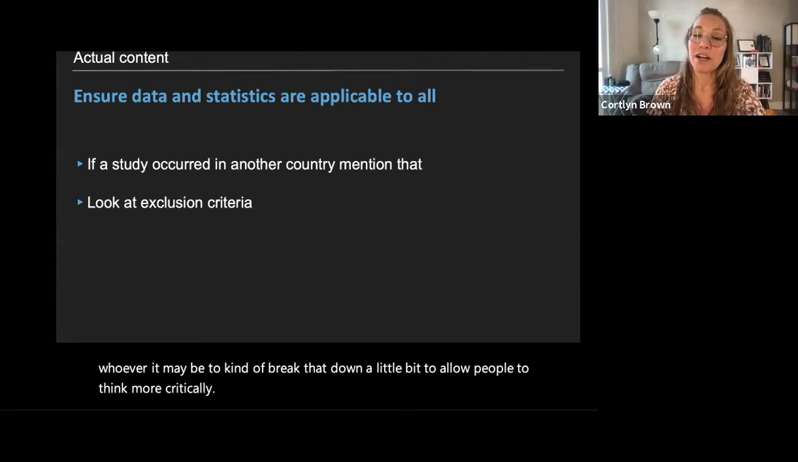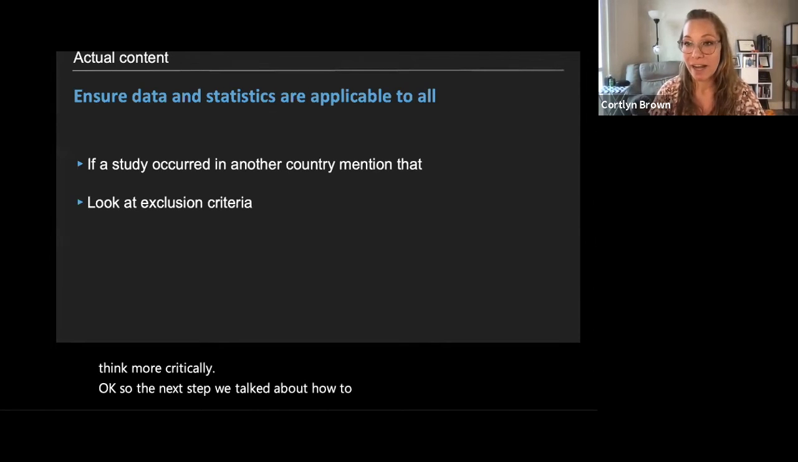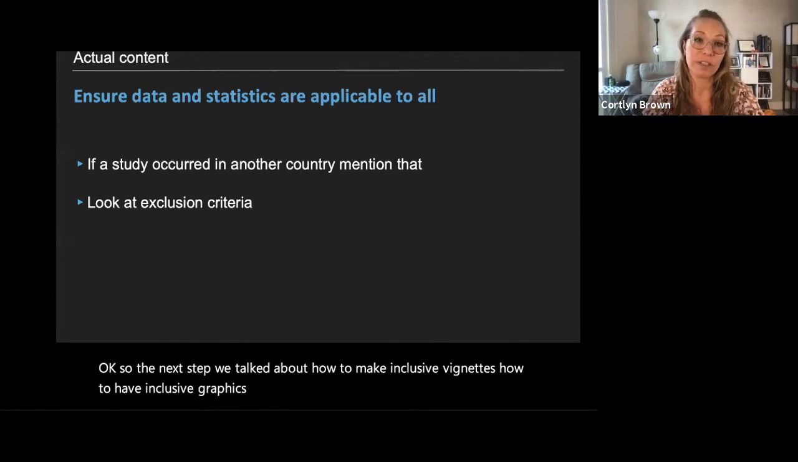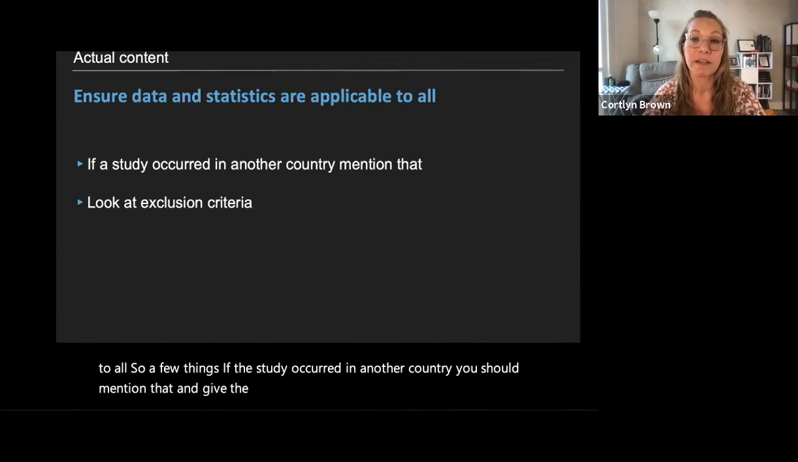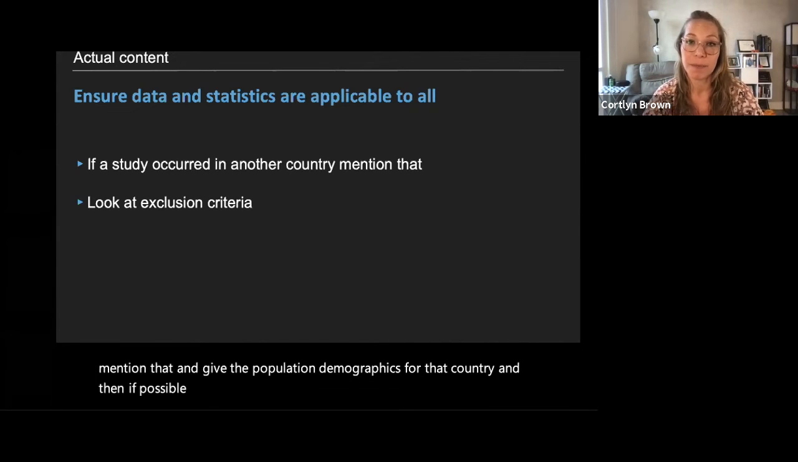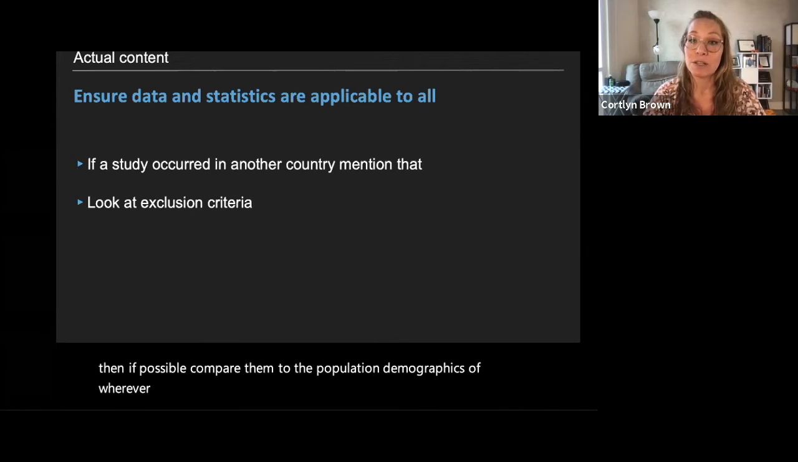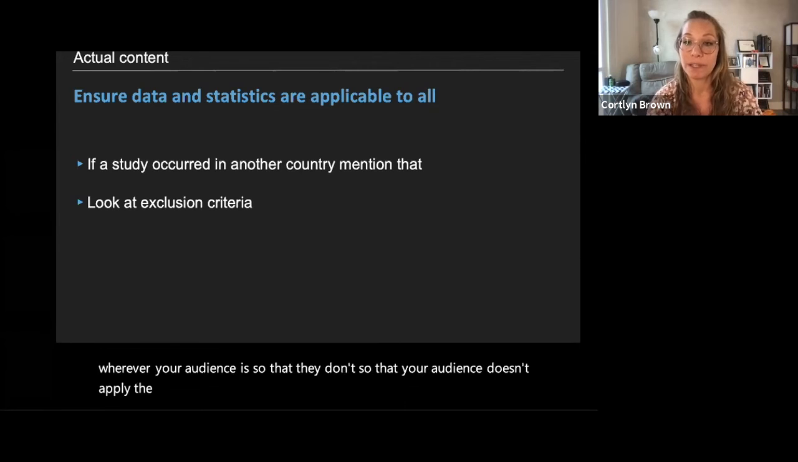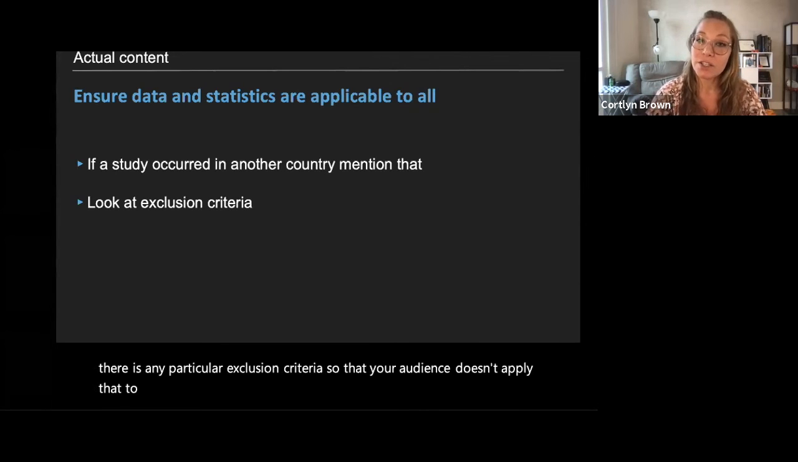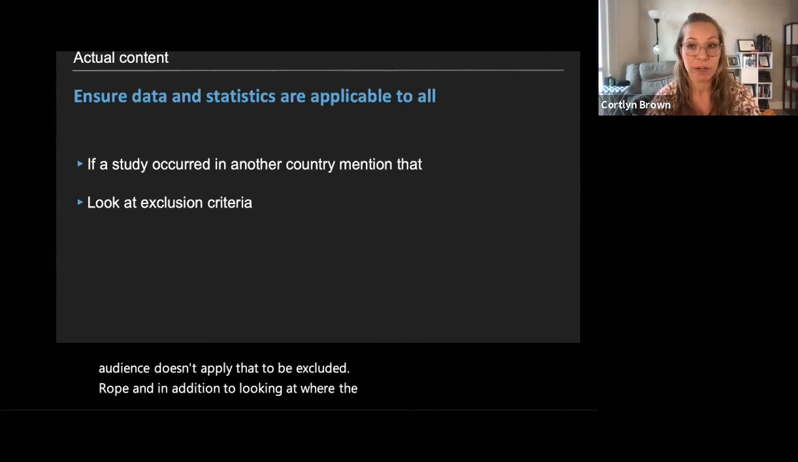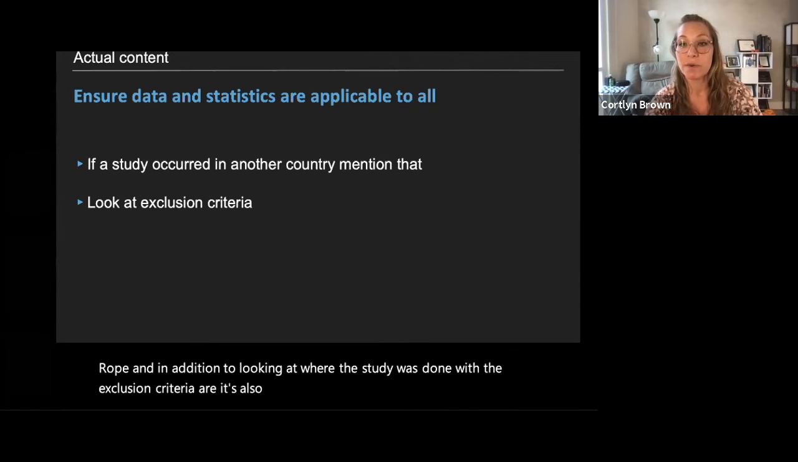Okay, so the next step, we talked about how to make inclusive vignettes, how to have inclusive graphics. The next is to ensure your statistics are applicable to all. So a few things: if a study occurred in another country, you should mention that and give the population demographics for that country. And then if possible, compare them to the population demographics of wherever your audience is, so that your audience doesn't apply the study incorrectly to their population. You should also mention if there's any particular exclusion criteria, so that your audience doesn't apply that to the excluded group. And in addition to looking at where the study was done and what the exclusion criteria are, it's also important to ensure that there's no hidden association.